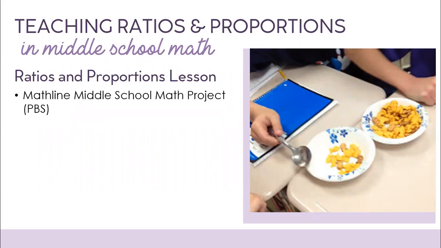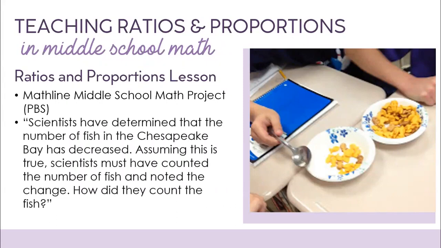So this ratios and proportion lesson presents the students with an environmental problem. Scientists have determined that the number of fish in the Chesapeake Bay has decreased. Assuming this is true, scientists must have counted the number of fish and noted the change. How did they count the fish?